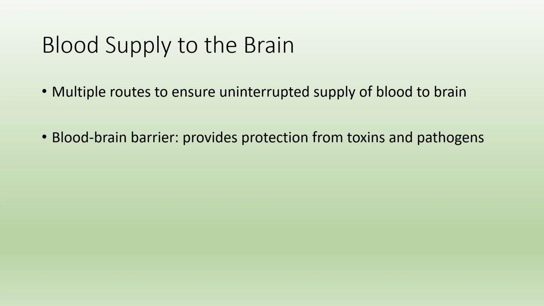It needs to be dedicated to the brain. It needs to be ensured that there's not going to be a break in that supply train, if you will. So what we notice at the brain is that there are actually multiple routes of getting blood to the brain. And this is very important to ensure survival, essentially. With the brain, there's also what we call the blood-brain barrier.